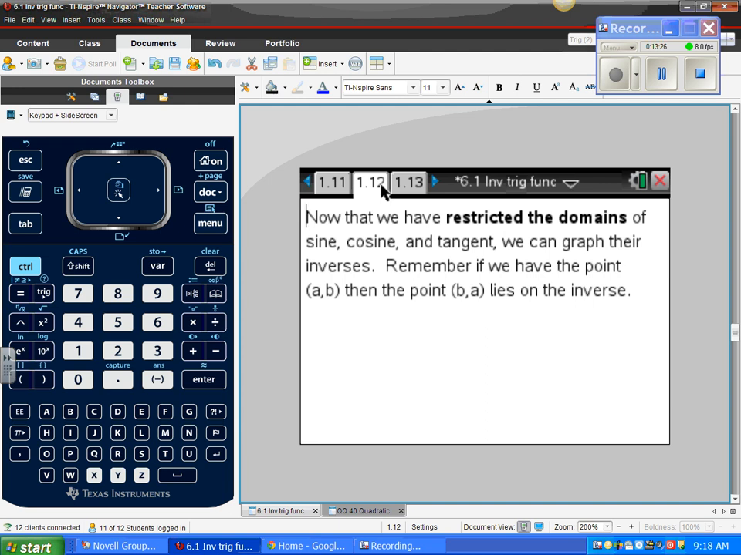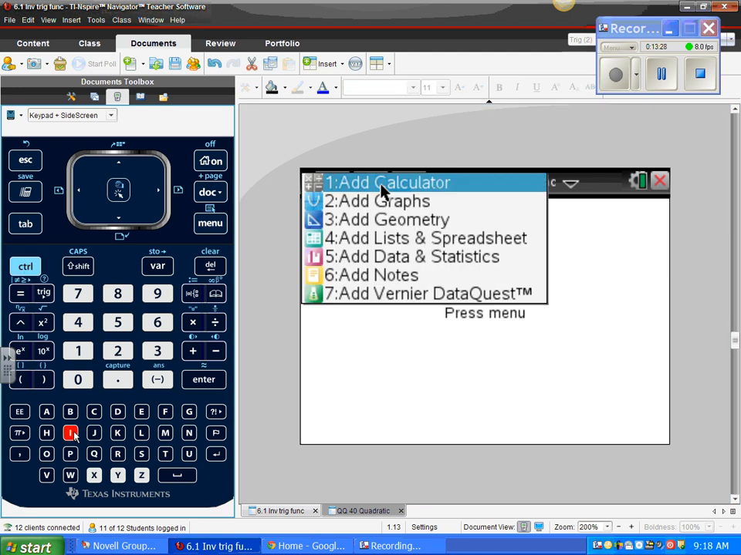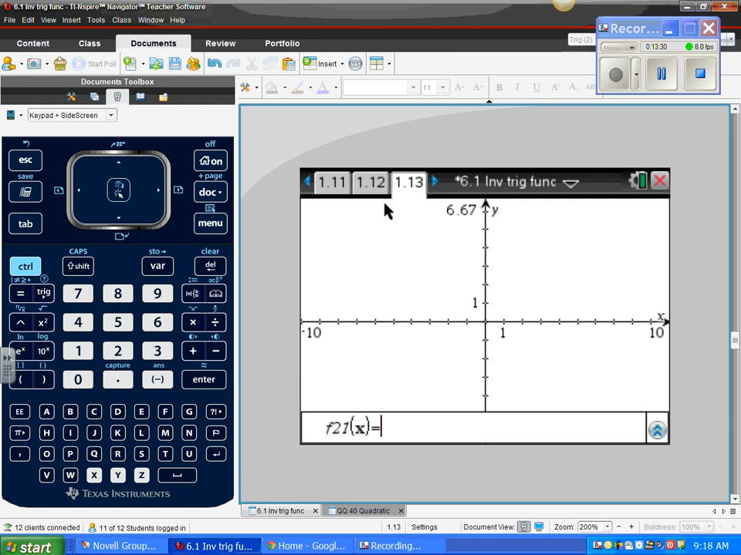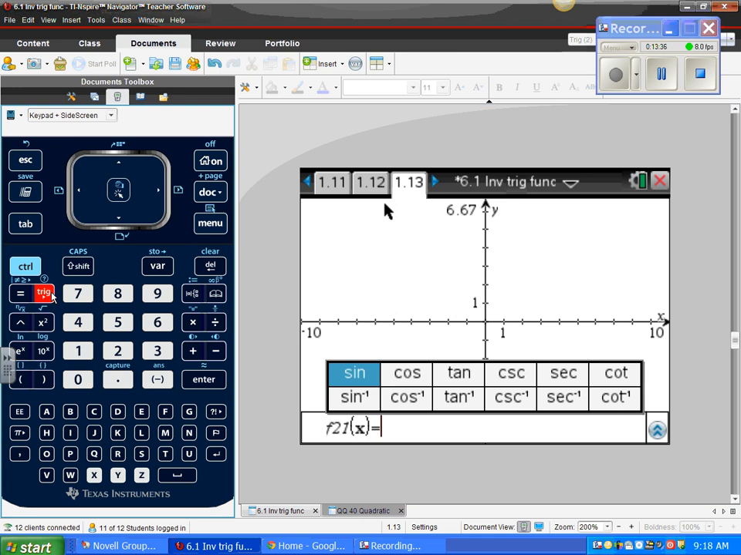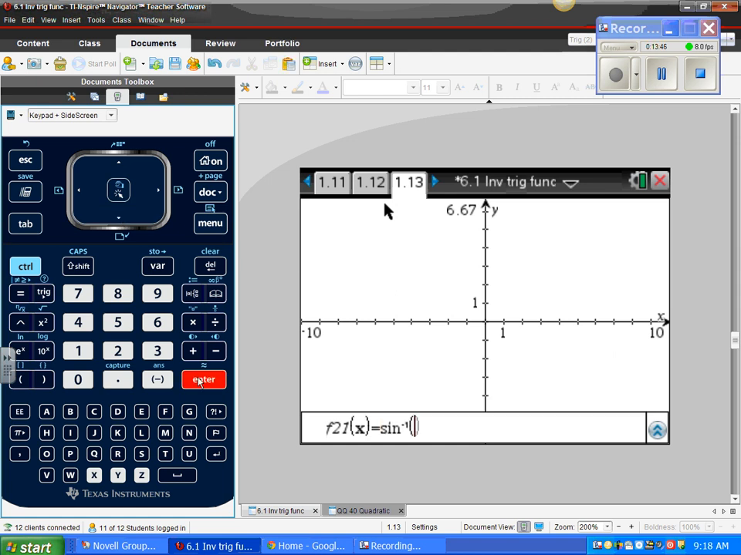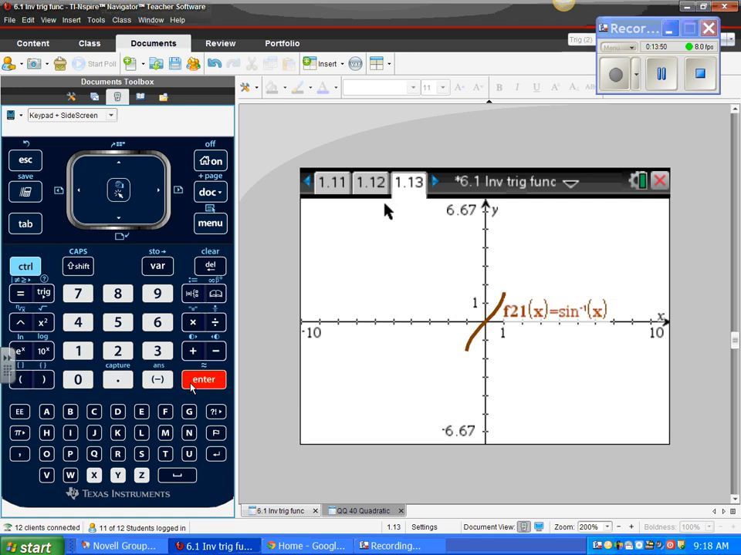So what I want you to do is insert a graph page, please. First of all, we're going to start with sine, so we're going to graph sine inverse. Hit your trig key. Where do you see sine inverse? Right below sine. There it is. Hit enter. Put an x and hit enter.